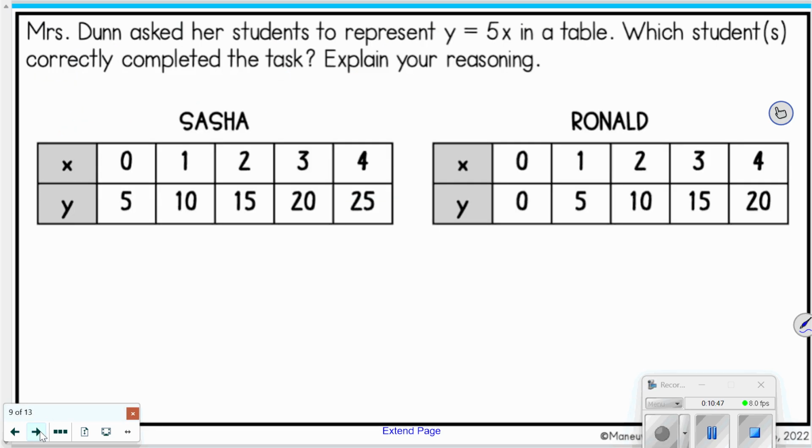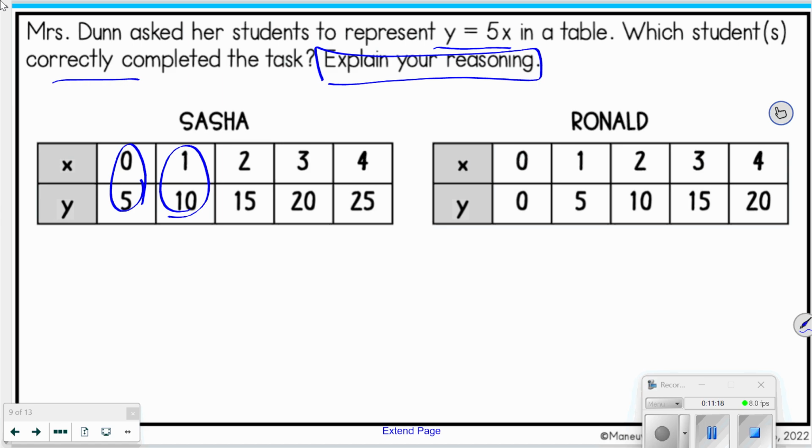The students' answers represent Y equals 5X in a table. Which students correctly completed the task? Explain your reasoning. So what is our biggest thing? We have to explain it. So we want Y equals 5X. Remember that the K value is your Y over your X. So does 5 over 0 equal 5? I don't think so. That would be a 0. Actually, can't do it. Can't have 0 in your denominator.